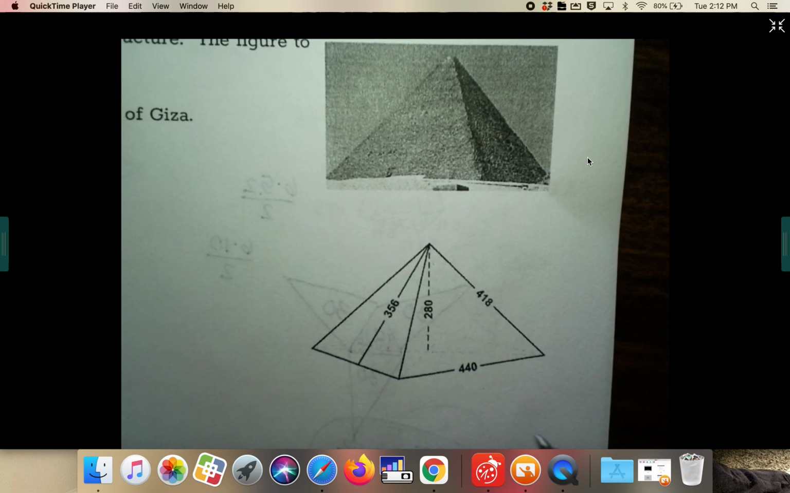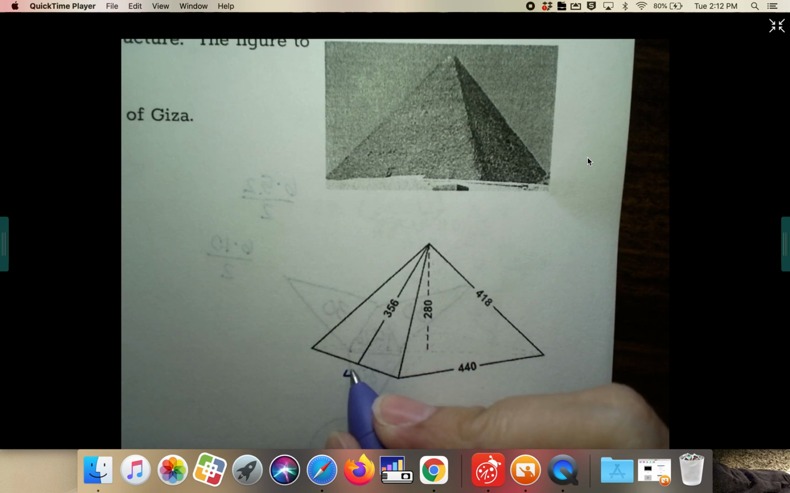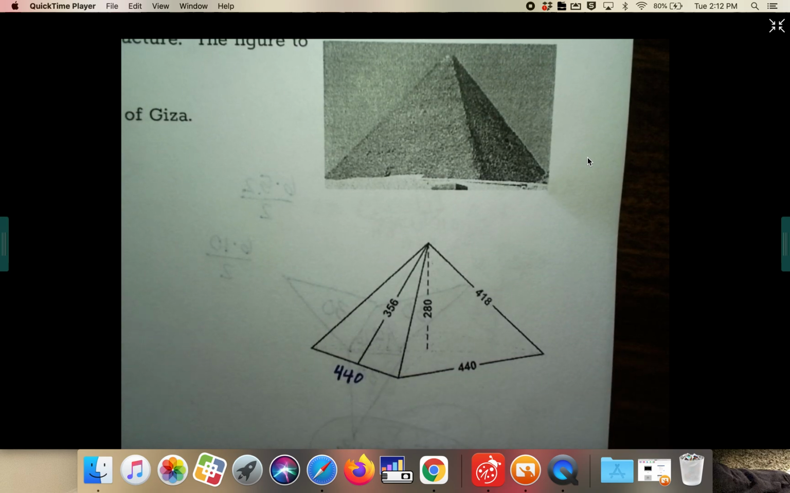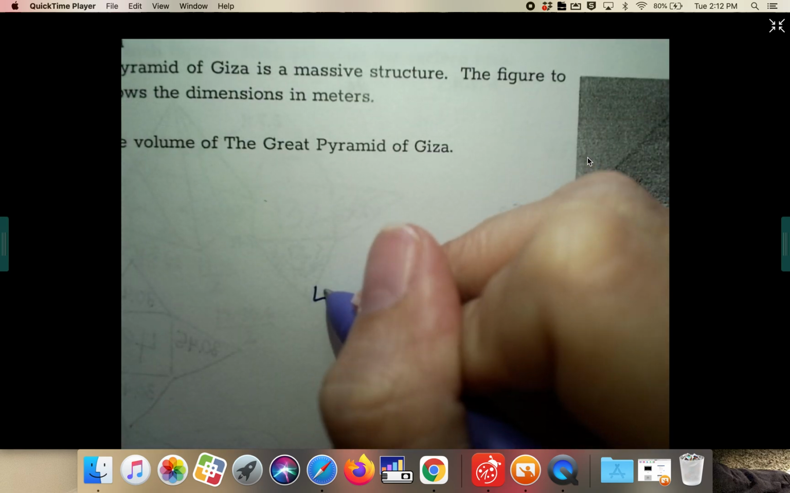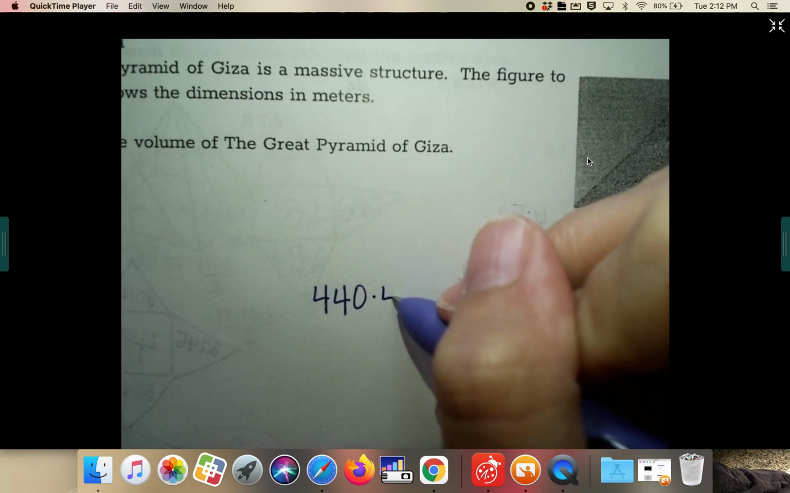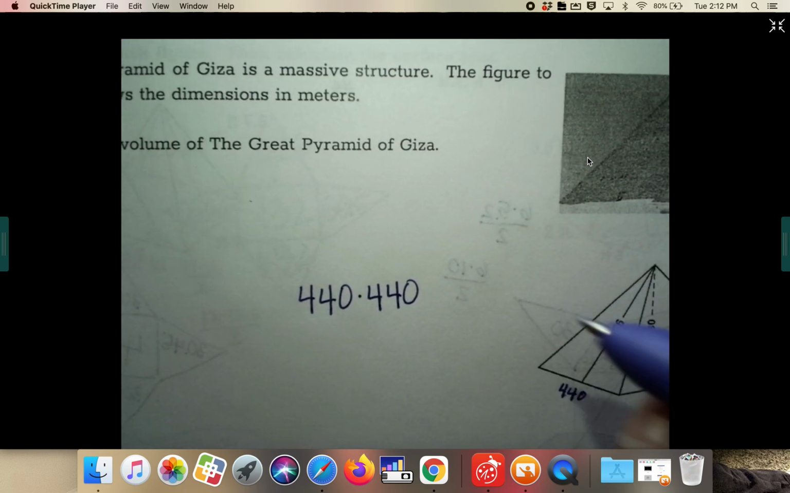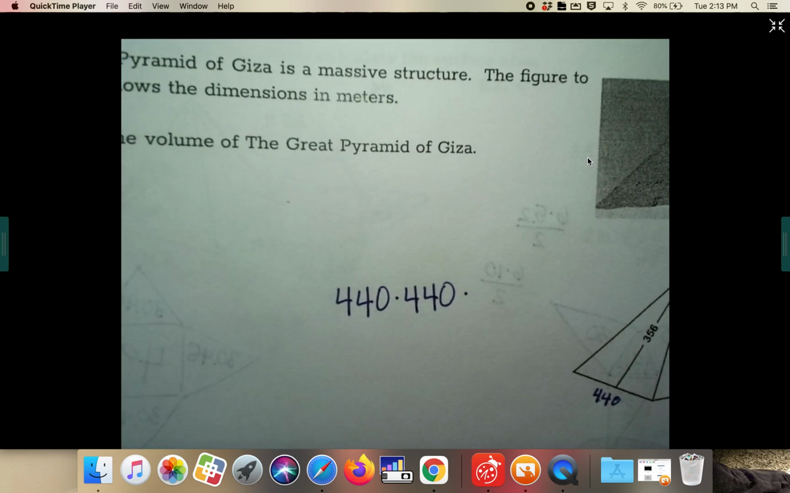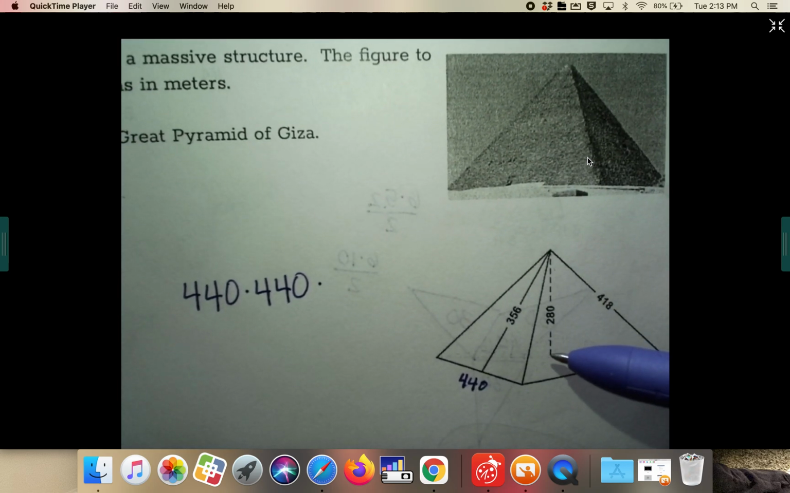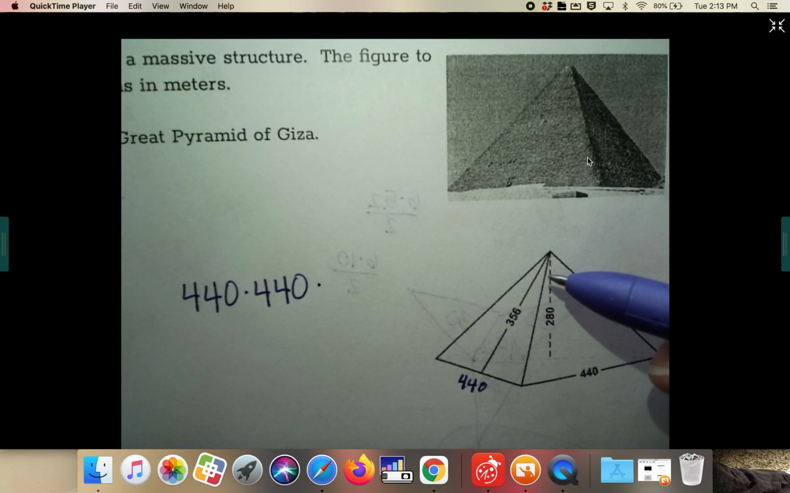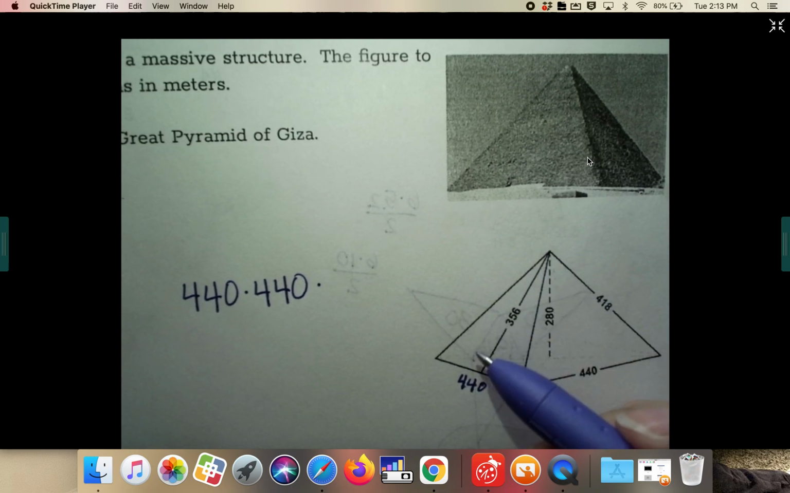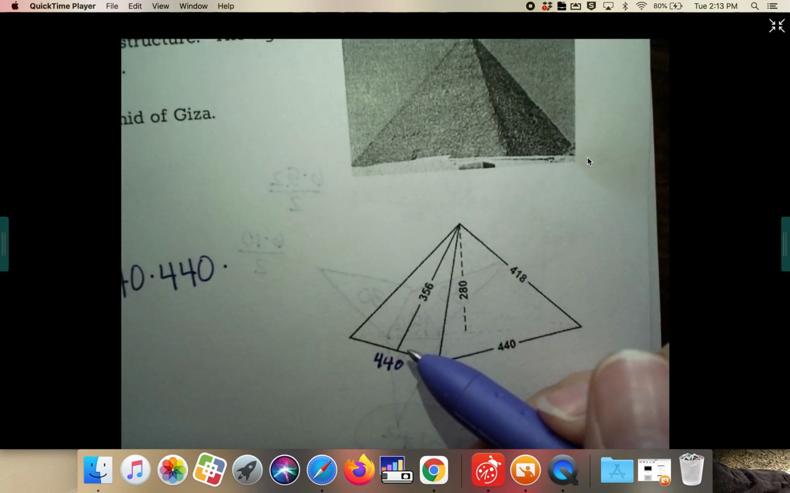So we're going to do length times width. So that is a 440 by 440. So we are going to take 440 times 440, because that's length times width, times height, which let's see how tall this is. This height needs to go from the center straight up to the top. It's not on the slant. The slant is kind of just excess information.